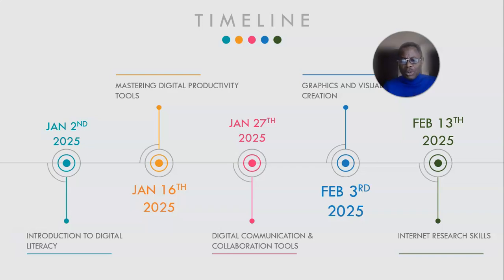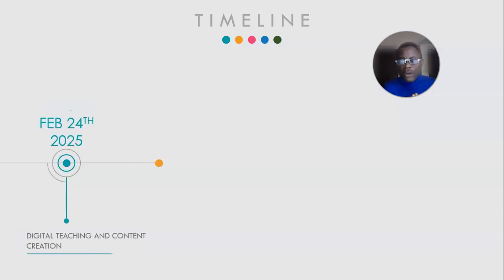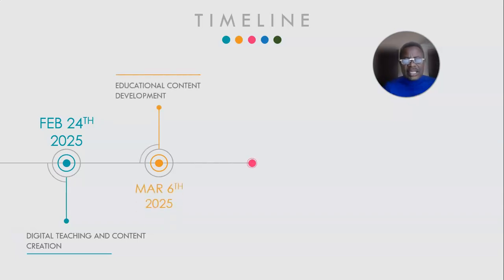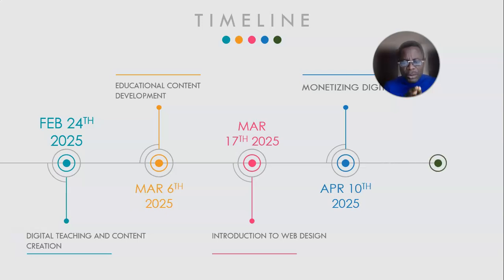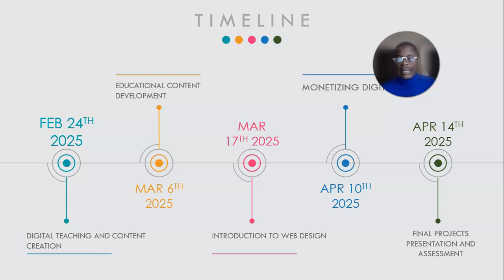By February 13th, we should move to Internet Research Skills, like we have mentioned earlier. Then by February 24th, we'll move to Digital Teaching and Content Creation. By March 6th, Educational Content Development. By the 17th of March, we should move to Web Design, which will take us through to the 10th of April, where we would discuss how to monetize all the skills we have acquired over these last 4 months. And by 14th of February, hopefully, if everything goes according to plan, you should be able to start presenting your end-of-program project, which we call your capstone project, for assessment, evaluation and feedback.